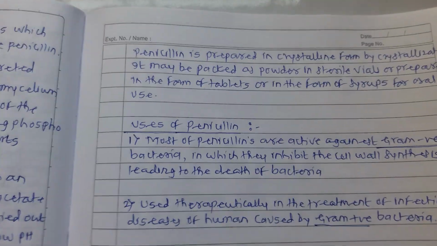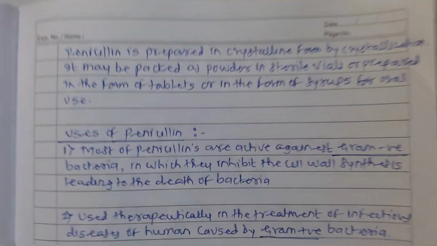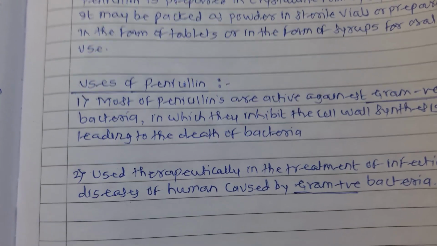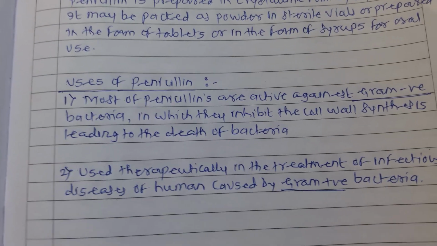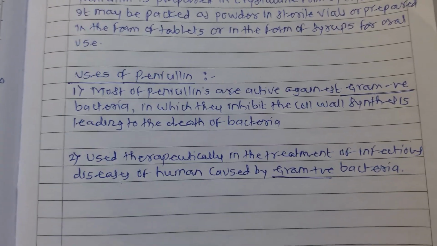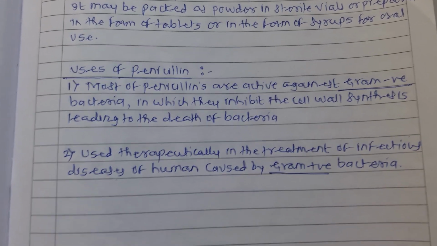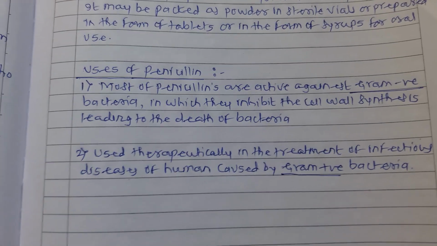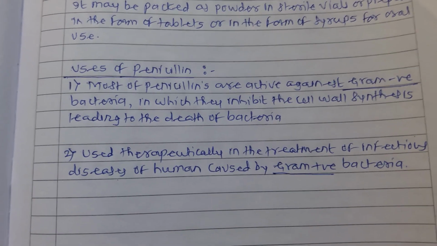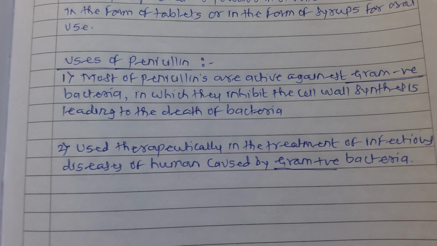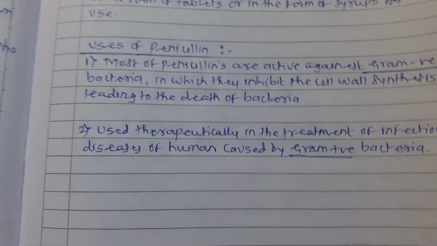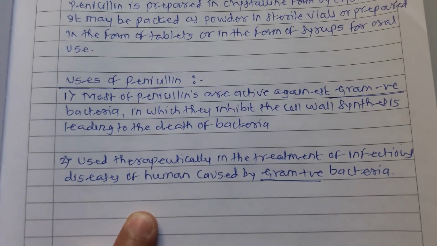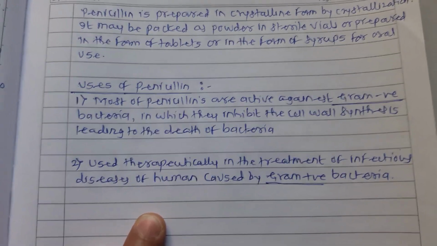Okay, this is about the production of penicillin by the process of fermentation. And now the uses of penicillin: you know that penicillin is an antibiotic used in the treatment of gram positive and gram negative bacteria. Simply, penicillin breaks down the cell wall of bacteria and then the bacteria are killed. It is used therapeutically in the treatment of infectious diseases of humans caused by gram positive bacteria, and it kills gram positive and gram negative bacteria.